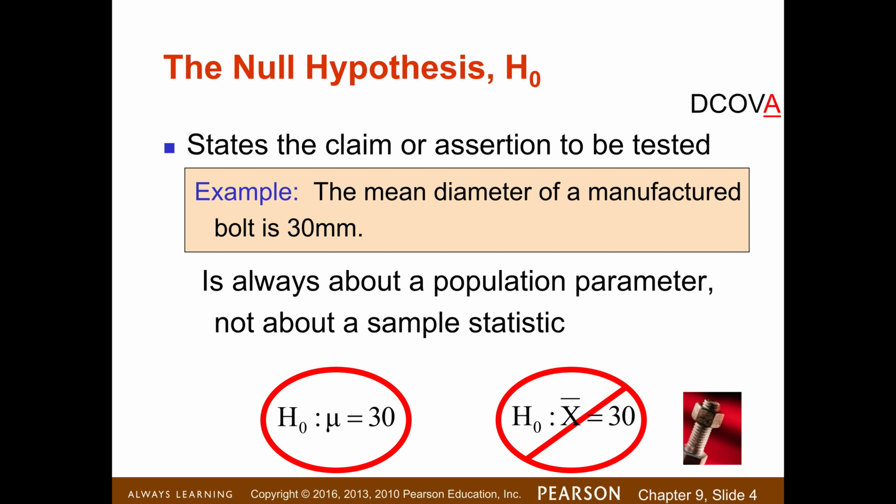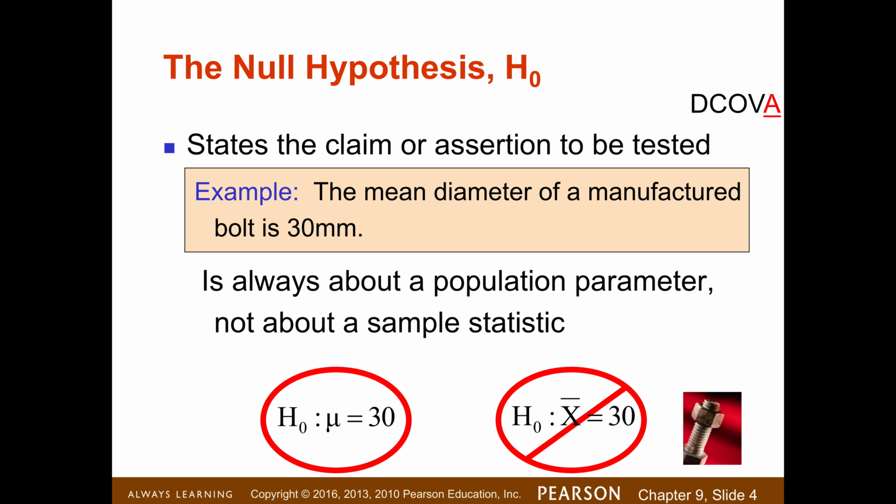Guys, there's two components of the hypotheses. First one is the null hypothesis. It's denoted H sub 0. And the other one is the alternative hypothesis. And depending on the textbook, just to add to the confusion of this, some textbooks use H sub 1 as the alternative hypothesis, and some use H sub A.